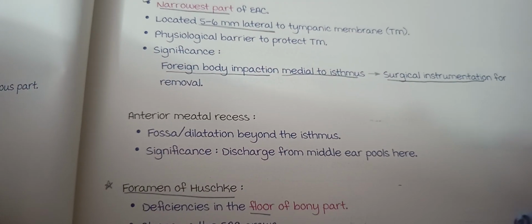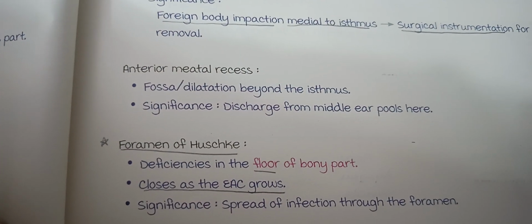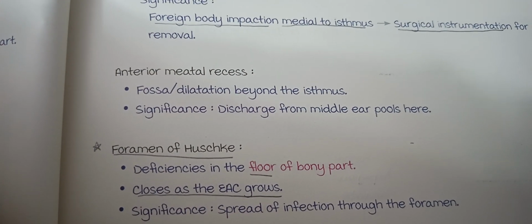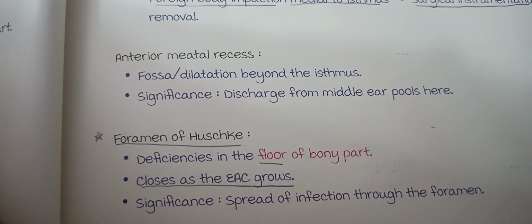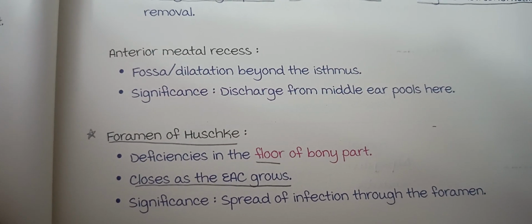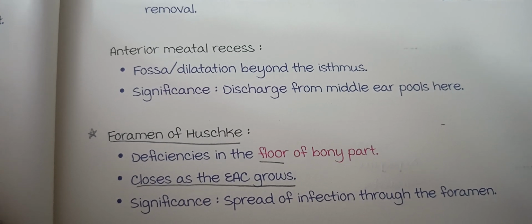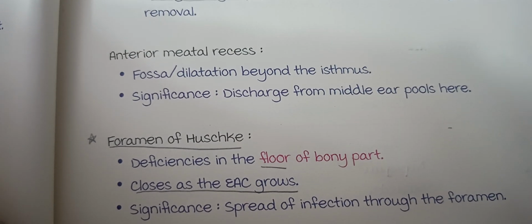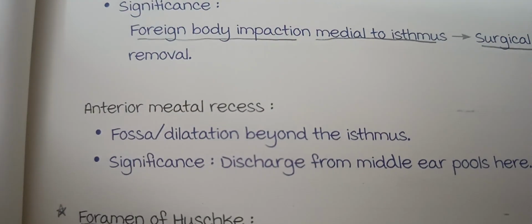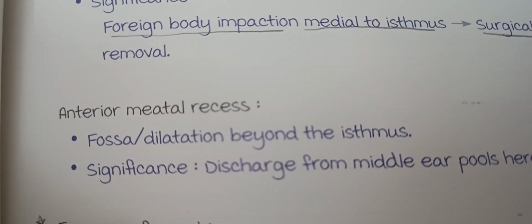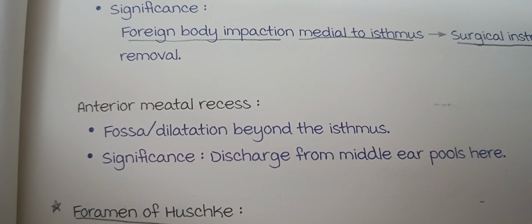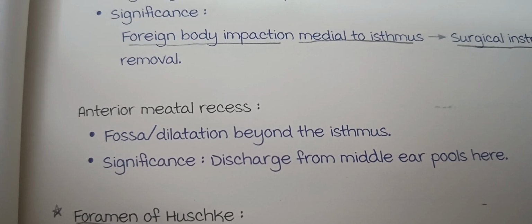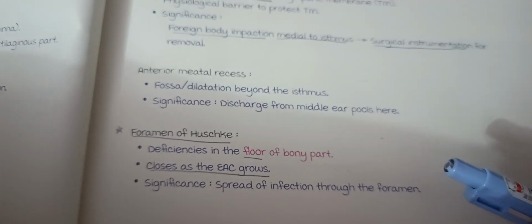Now there are deficiencies in the floor of the bony part, known as the foramen of Huschke, and they are closed as the EAC grows, and their significance is the spread of infection. Now there is the anterior meatal recess, which is the dilatation beyond the isthmus, and any discharge from the middle ear pools there, in the anterior meatal recess. Okay, so thank you.